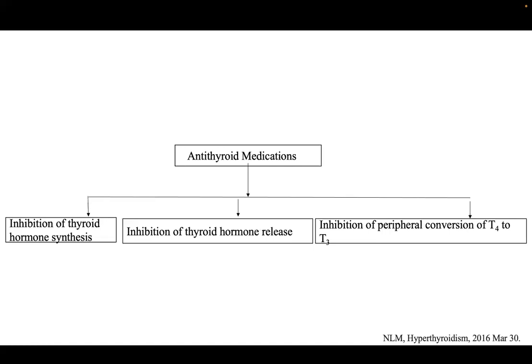then you'll go ahead with using drugs which will inhibit thyroid hormone release. This will include giving potassium iodide solution or Lugol's iodine. And the third arm will be inhibiting the peripheral conversion of T4 to T3. These can be aided by drugs like propranolol, and drugs like glucocorticoids also help in inhibiting this conversion.